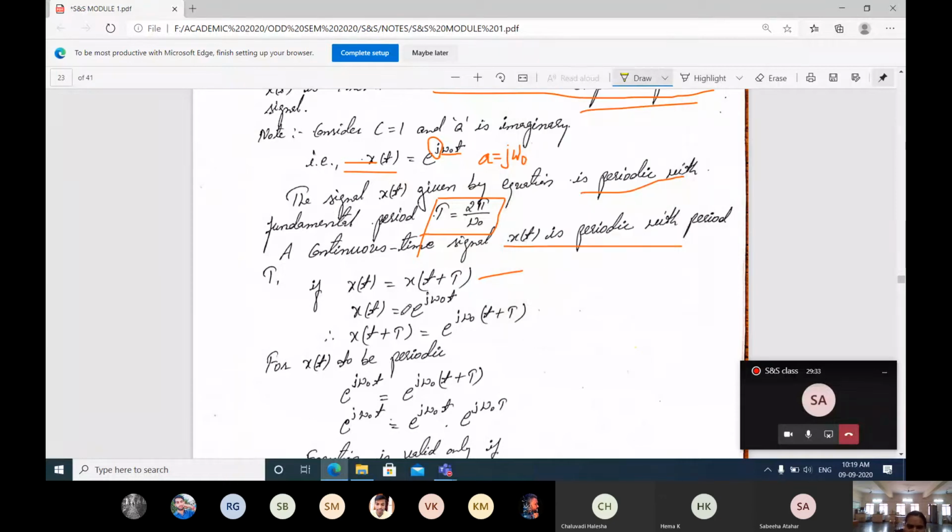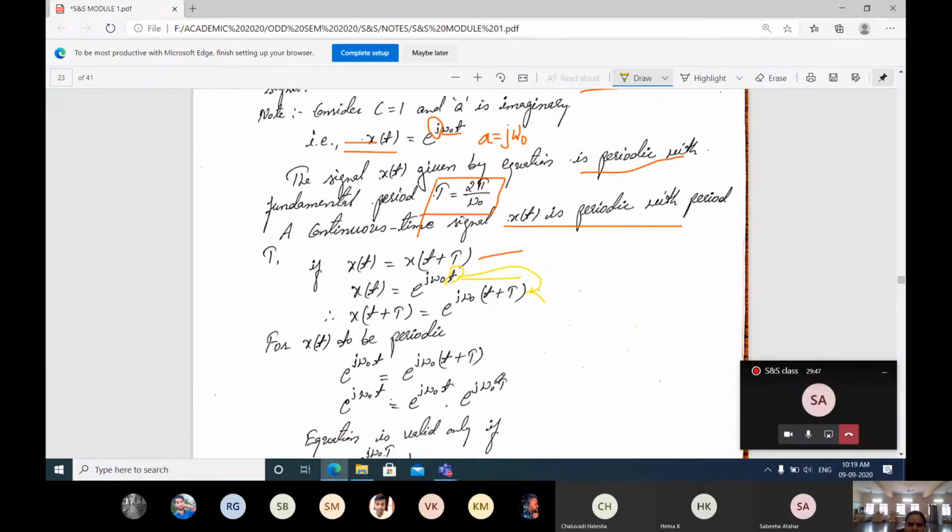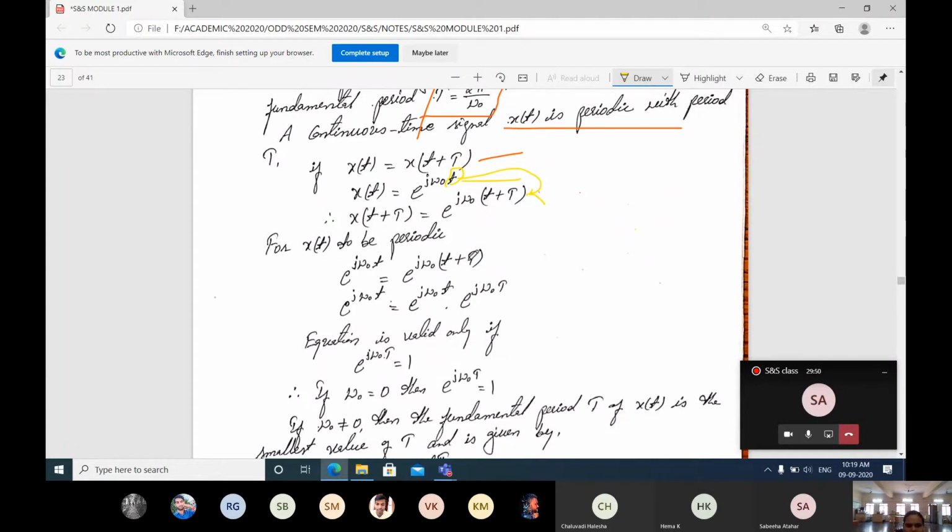From this equation, x of t I can take as e power j omega t. Then x of t plus capital T means instead of t I can replace it as t plus capital T. For x of t to be periodic, these two are going to be equal. So e raised to j omega t should be equal to e power j omega naught into t plus capital T. When the x of t signal is periodic, t and t plus capital T should satisfy the condition. Then I will tell the system is periodic.